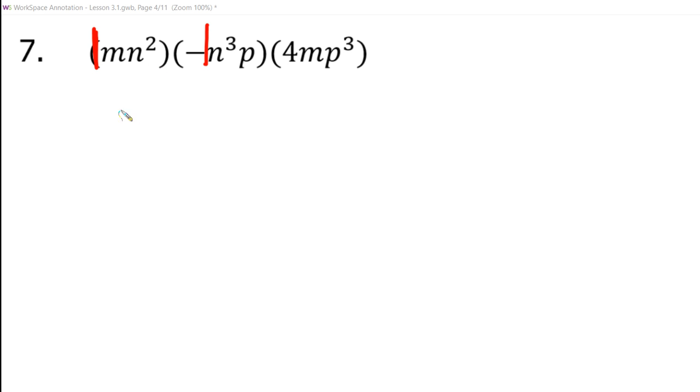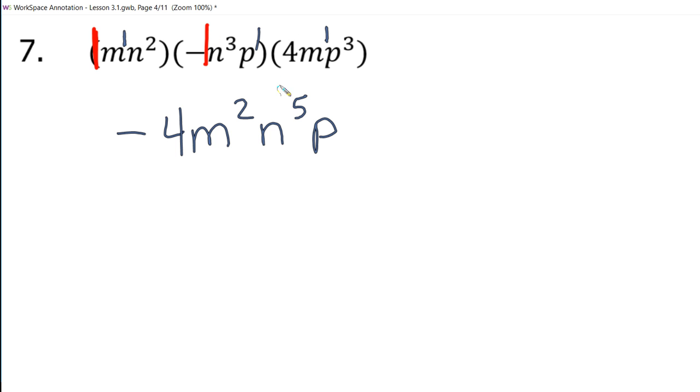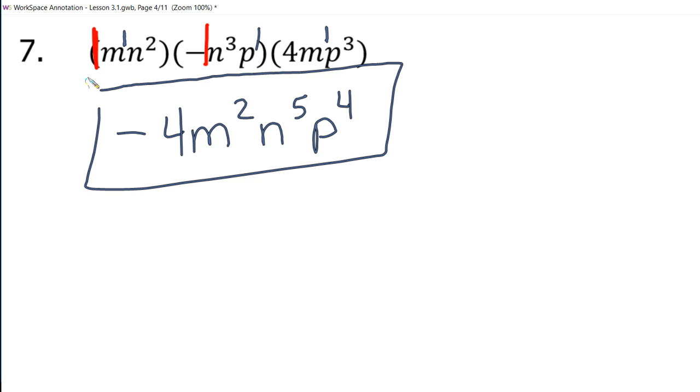Negative 4. Now for my variables, they need to go in alphabetic order. So which one would go first? The m. So this is m to the first, m to the first. So 1 plus 1 is 2. Then for the n's, we have 2 plus 3 is 5. And then for the p's, this would be 1 plus 3 is 4. So negative 4 m squared n to the 5th power p to the 4th. So it has to be m, n, p.